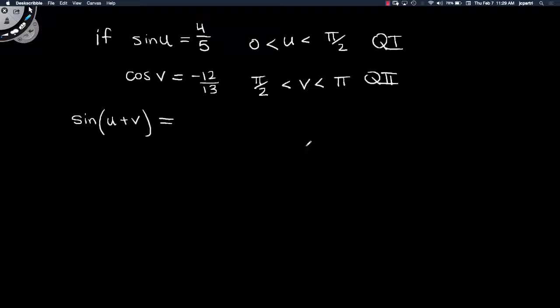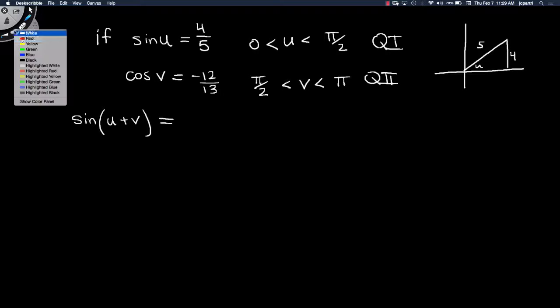So basically, when it says sine u, you put 4/5 in? Well, what I do first is this. I draw my quadrant 1 triangle, okay? So this is angle u right here. And the sine is the opposite over the hypotenuse. So that's 4/5. So how much is the adjacent side here? Yeah, the adjacent side is 3.